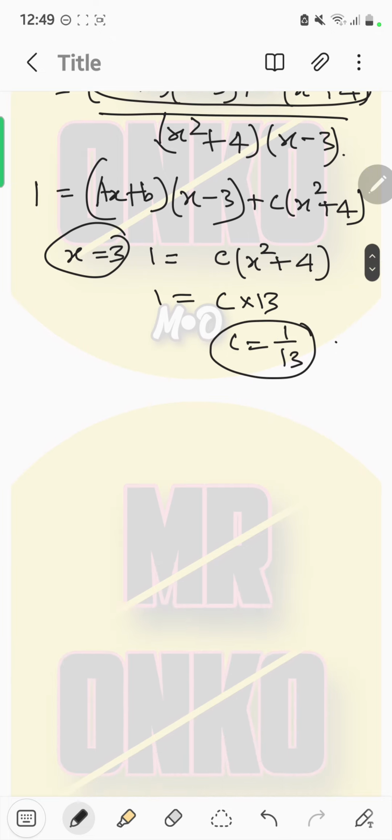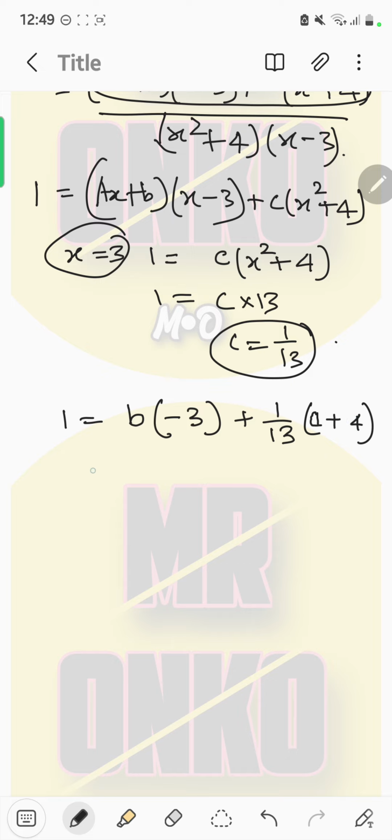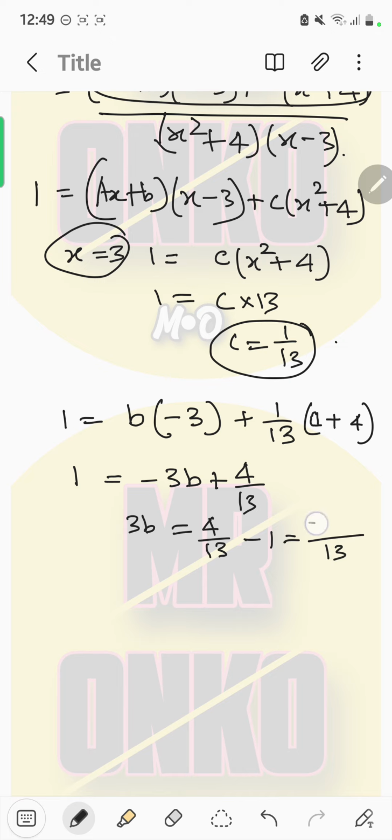And from here, if we put x equals 0, we will get b into minus 3 plus 1 by 13 into (0 plus 4). That is 1 equals minus 3b plus 4 by 13. So 3b is equal to 4 by 13 minus 1, that is minus 9 by 13. So b will be equal to minus 3 by 13.